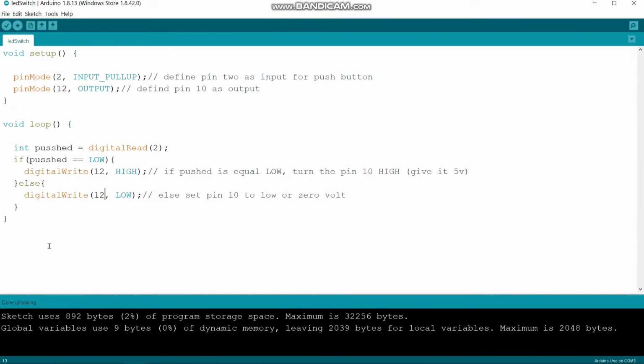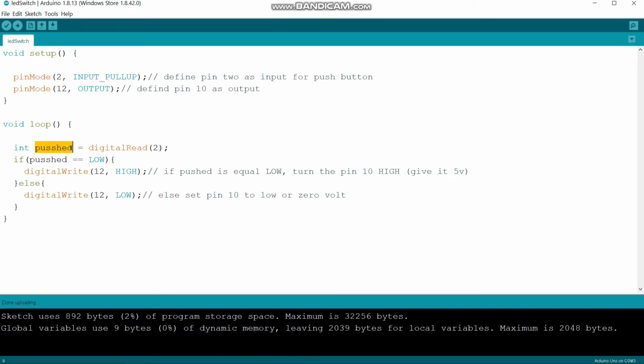Coming to the code, it's pretty simple. In setup, I am declaring pin 2 as input pull up, that is, defining pin 2 as input for the push button, and the 12th pin as output, where we connect the LED.